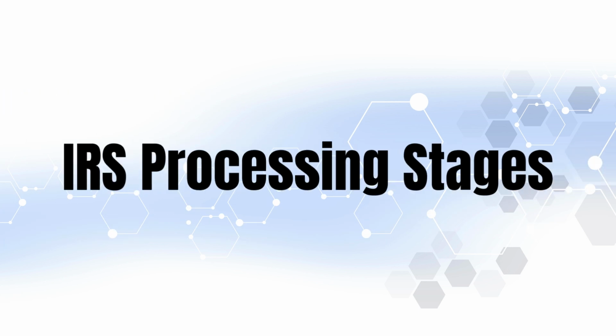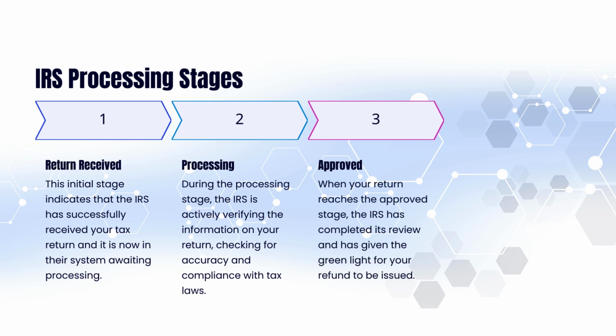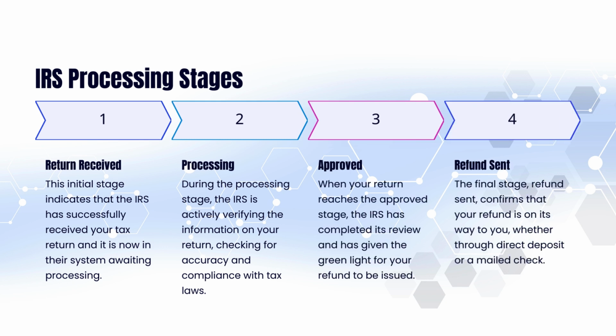IRS processing stages. Your return moves through several stages with the IRS. Return received: the IRS has your return and it's being prepared for processing. Processing: the IRS is reviewing and verifying the information on your return. Approved: the IRS has approved your return, and your refund is ready. Refund sent: your refund is sent out, either via direct deposit or check. Now that you know the stages, you can rest assured knowing exactly where your return is in the process.